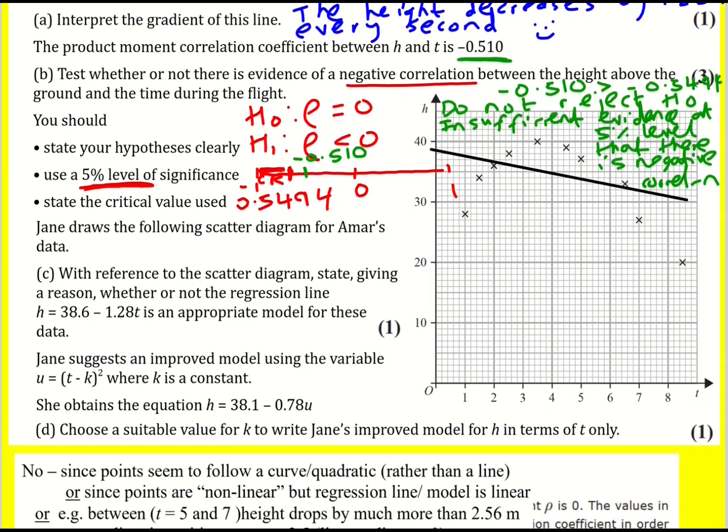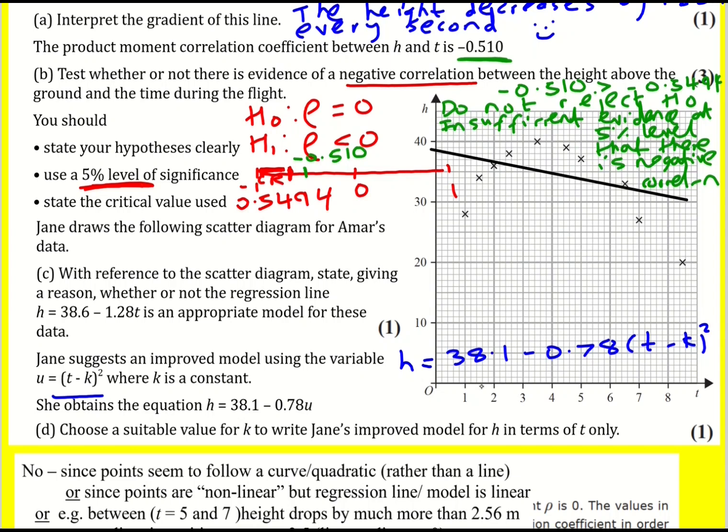Okay, Jane suggests an improved model using this variable. This is going to turn it into a parabola actually. k is a constant. She obtains this equation. So h is going to equal 38.1 minus 0.78 (t minus k) squared. So this is actually a quadratic, h in terms of t, because it's got to have a t squared in it, and it's in completed square form. So we're asked to choose a suitable value for k for Jane's improved model.